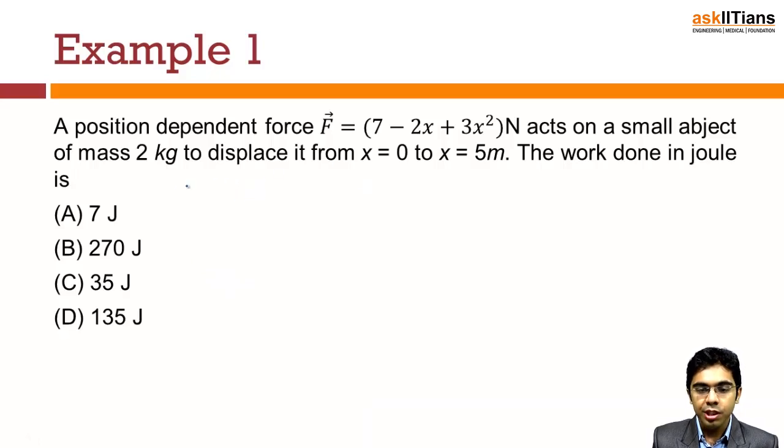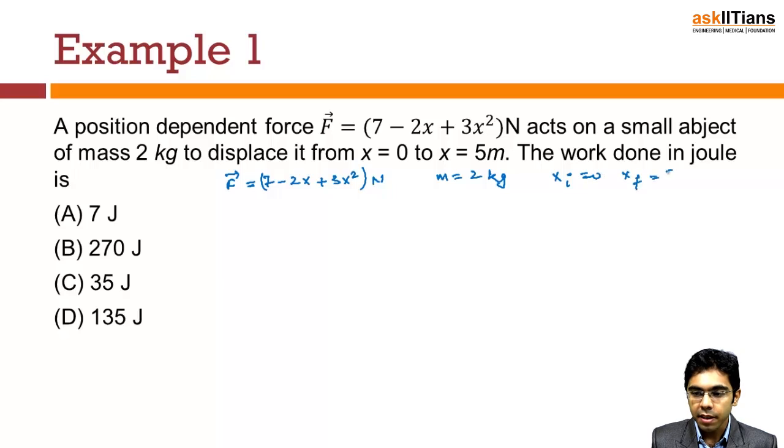Now, a position-dependent force F vector is given to us as (7 minus 2x plus 3x square) Newton. This force acts on a small object of mass 2 kg. The displacement is given as x initial is 0 and x final is 5. We have to find out the work done in joules.